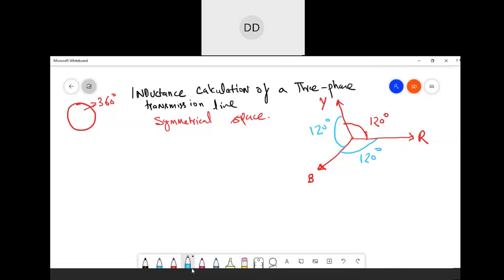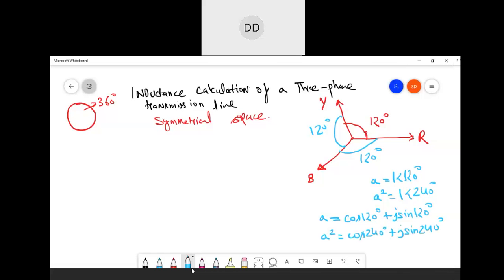So an operator a, that is one at an angle of 120 degrees, represents a. Similarly, a square represents one at an angle of 240 degrees. In the rectangular form, one at an angle of 120 degrees means a would be read as cos of 120 degrees plus j sin of 120 degrees. So you substitute the values, you get the value. Similarly, a square would be cos of 240 degrees plus j sin of 240 degrees.